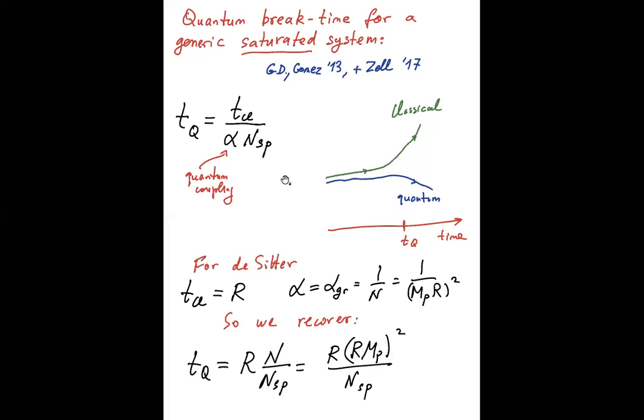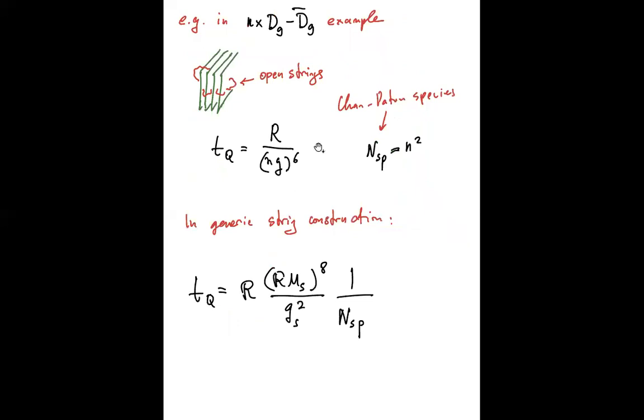So if you have your favorite theory, which somehow does something in de Sitter, for example, inflationary theory or whatever, this will be the quantum breaking time given by the appropriate coupling constant. So for example, in case of D branes, you can see immediately what happens: the role of the number of species is played by the Chan-Paton factors. Chan-Paton factors are the factors of open strings that are stretched between D branes. And so the quantum break time for generic string de Sitter is given by this.